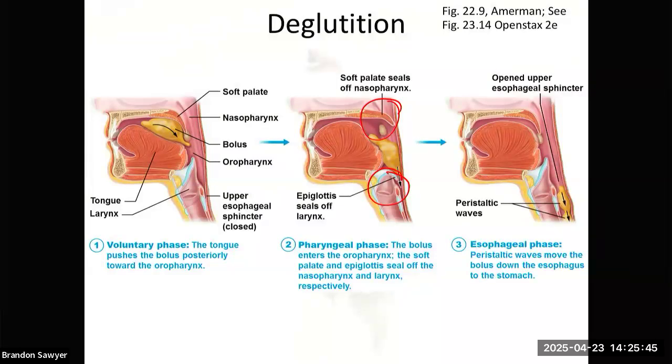And then lastly, the esophageal phase. This is where we're opening up that upper esophageal sphincter. And then peristaltic waves move that bolus down the esophagus towards the stomach. So step 3 would be where we're opening up that upper esophageal sphincter, which is different than the gastroesophageal sphincter. Upper esophageal sphincter is up in your throat, the very top of the esophagus. Okay, I'll leave it up for just a sec.